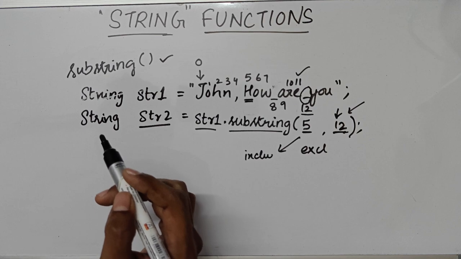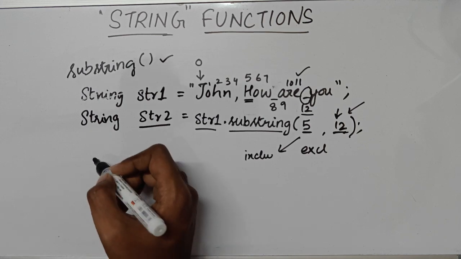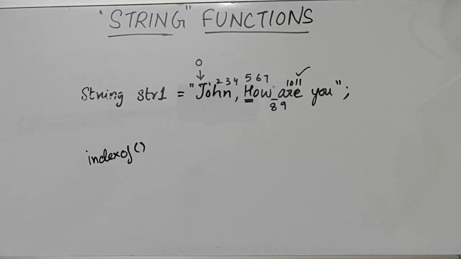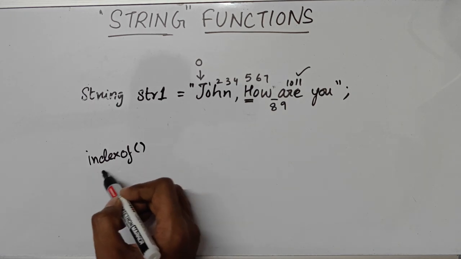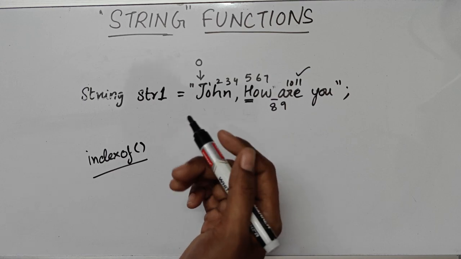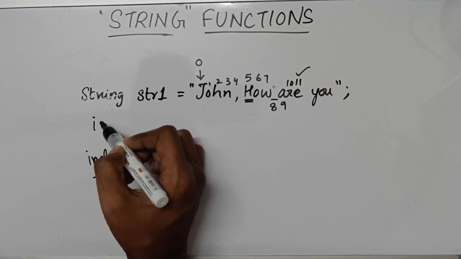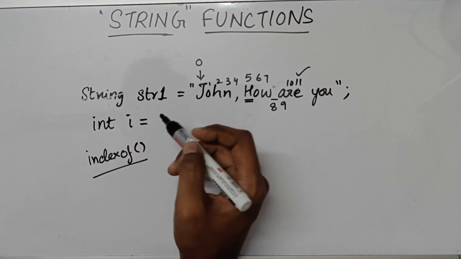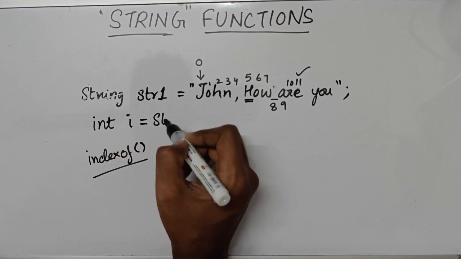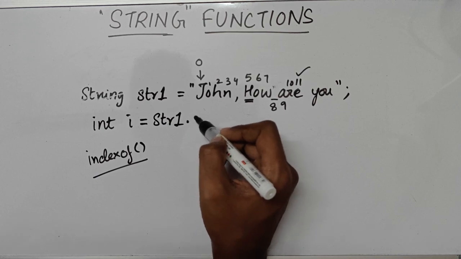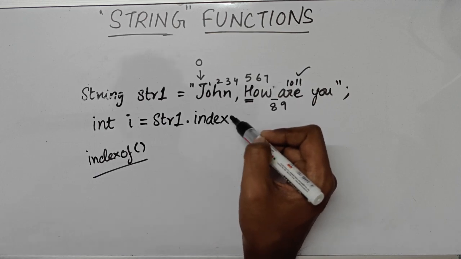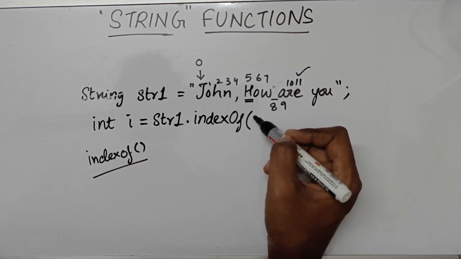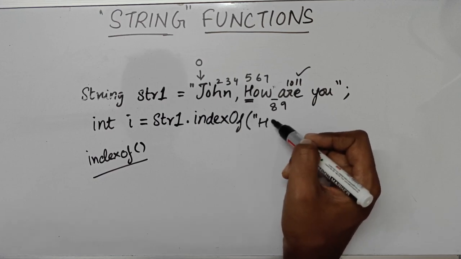So now let's learn about indexOf. Okay, let's talk about indexOf. It is going to give you the index of the string or character which you specify. So it is going to give an index, right? So it will be an integer value. I'll say int i for index equal to the string from which you want to get the index, dot indexOf, with capital O and F, and let's say you want to find where the index for how is.